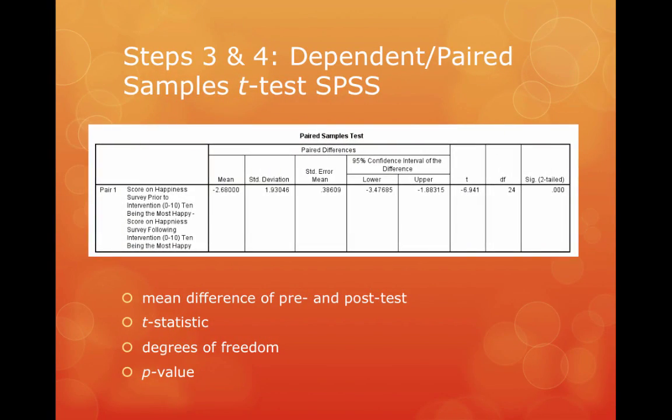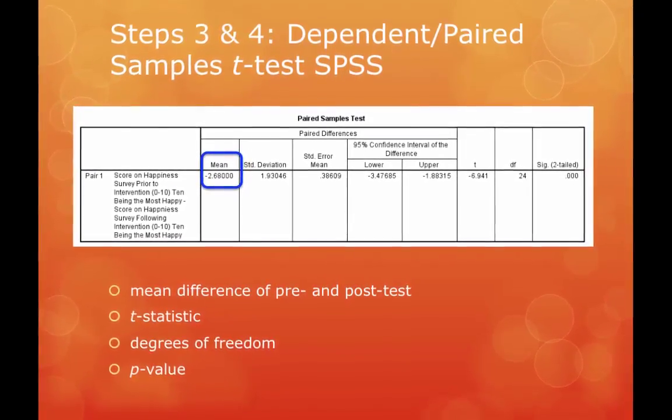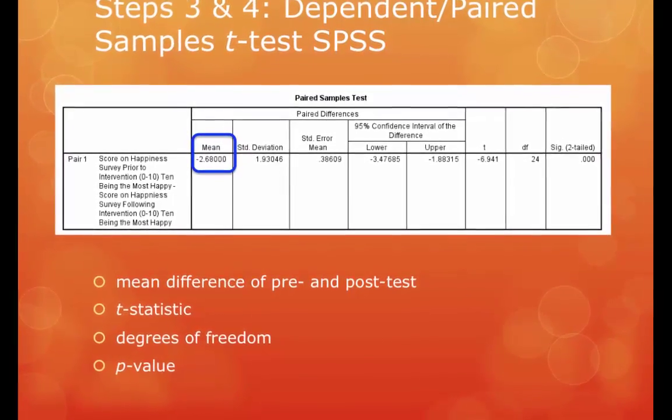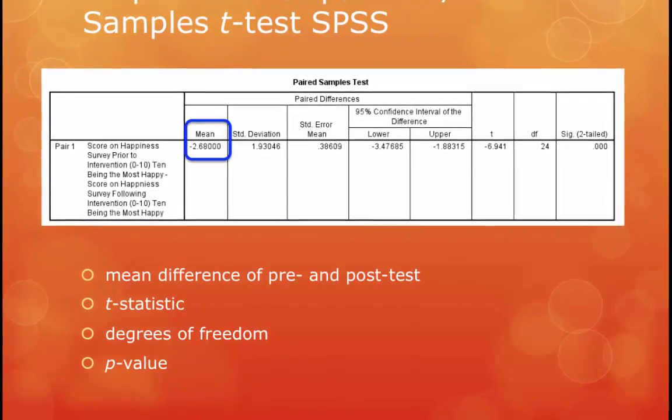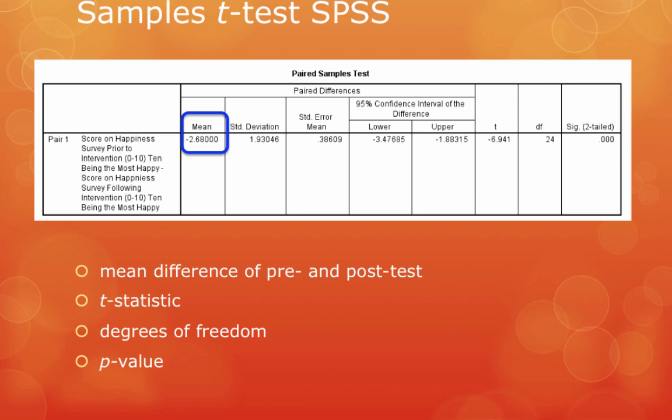This is going to give us our mean difference between the pre and post test score. And remember that depending upon how we set this up in SPSS for variable 1 and variable 2, this mean difference is either going to be positive or negative. But you just have to understand and remember how you set this up. It doesn't matter which way it's going to be, which means that your test statistic is also going to be either negative or positive, depending upon how you set this up.